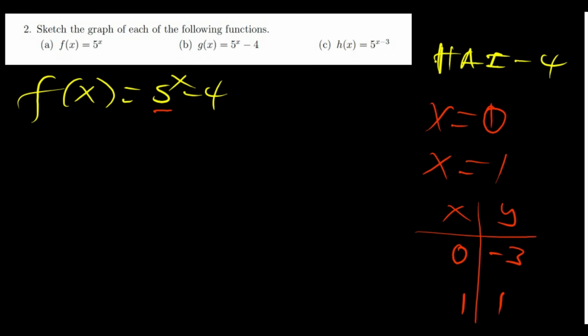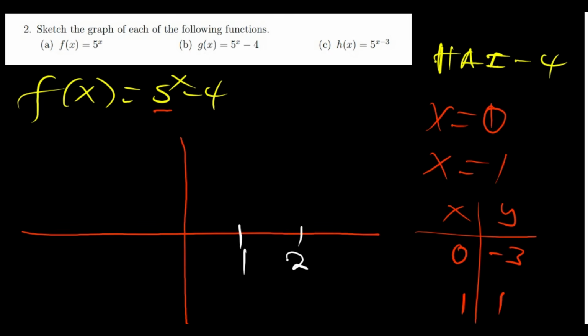So let's see. So here is going to be my graph. So in the x-axis I have got 0 and 1. Let me just put 2 as well. Then I have got negative 3 here and also positive 1. Now we have to be careful here. The horizontal asymptote is negative 4. So I'll put negative 3 here, then I'll put negative 4 here. So the horizontal asymptote is at negative 4. I have my horizontal asymptote here.